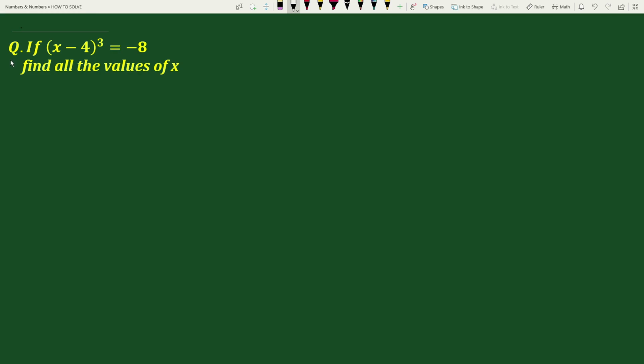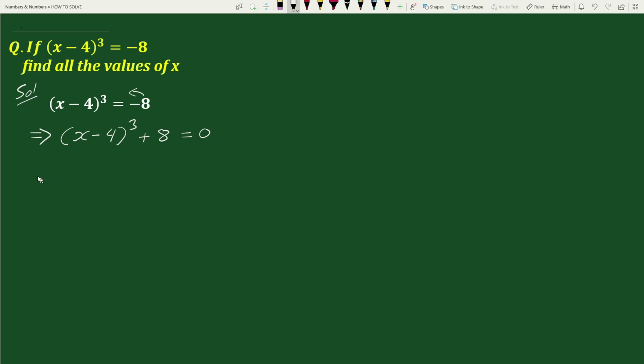Hello everyone. Question is, if (x − 4)³ = −8, find all the values of x. Solution: given (x − 4)³ = −8. Transposing −8 to the left-hand side, we can write this as (x − 4)³ + 8 = 0.